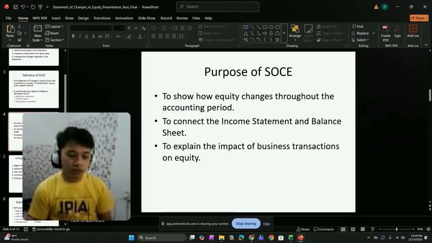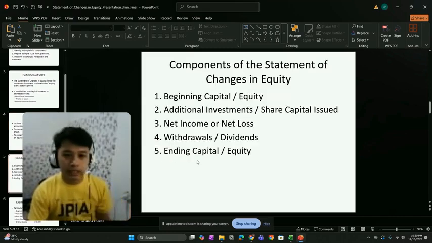So third, the SOCE helps explain the impact of business transactions on equity tulad ng investment, profits or losses, and withdrawals. So class, kung gusto natin maintindihan kung bakit nagbago ang capital ng negosyo, doon tayo titingin sa SOCE. Okay? So for the next slide, the components of the statement of changes in equity.